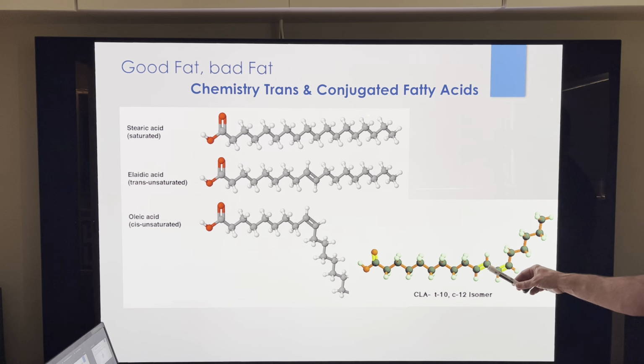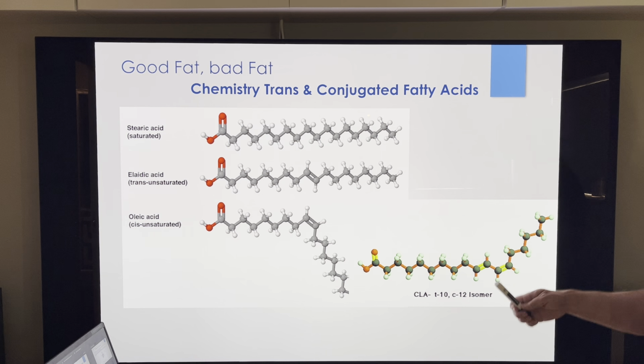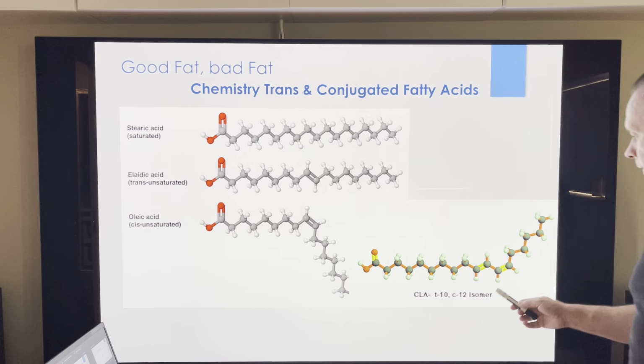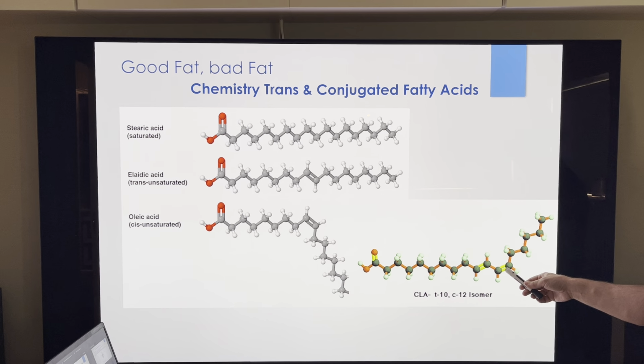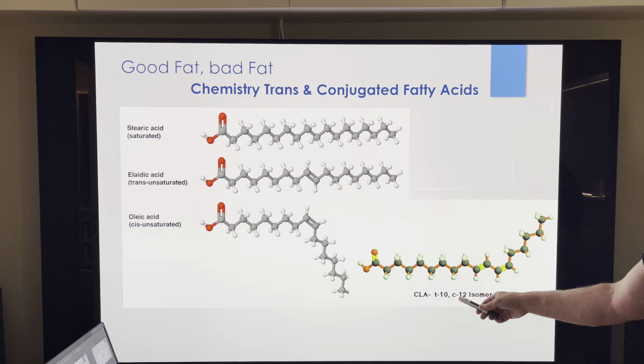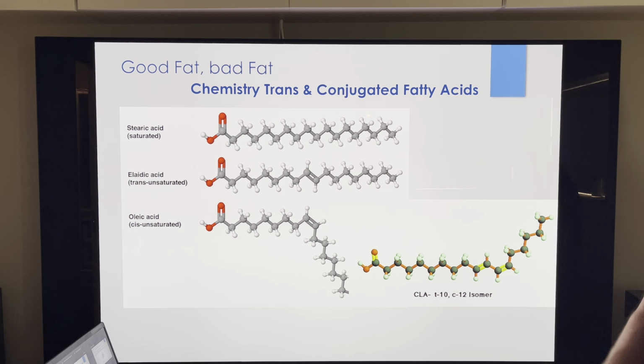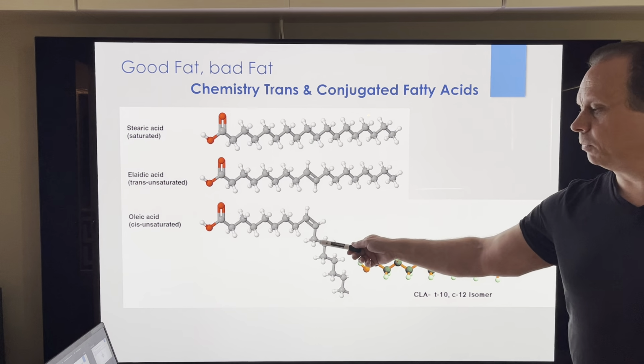If you look here, conjugated fats have two double bonds, and the first one is in the trans position, and the second one in the cis position. So therefore it's called T10, C12, trans 10, cis on 12. 12 is the number of the carbon number. But you can see it's bent, so the body knows it.